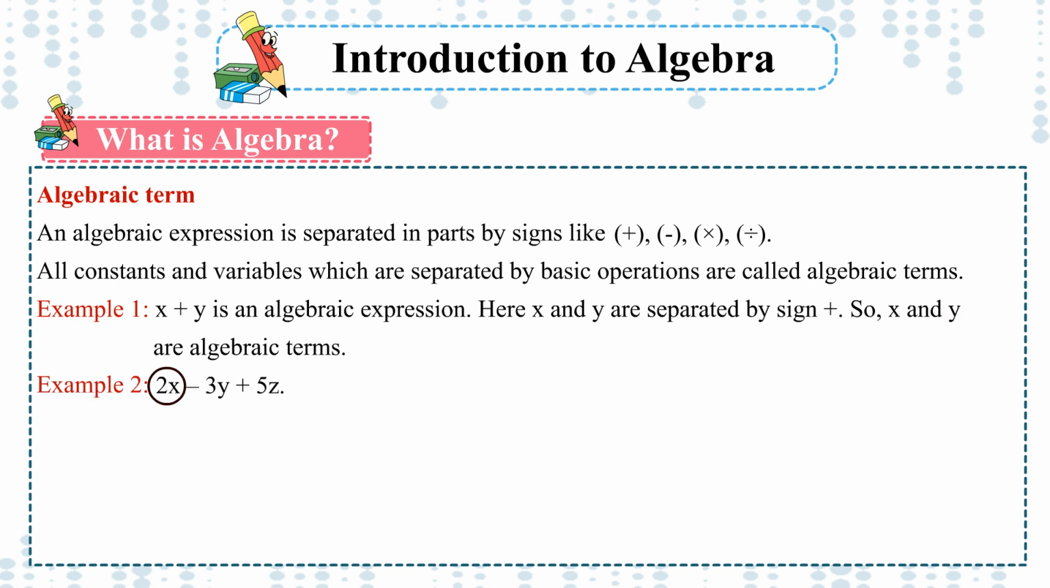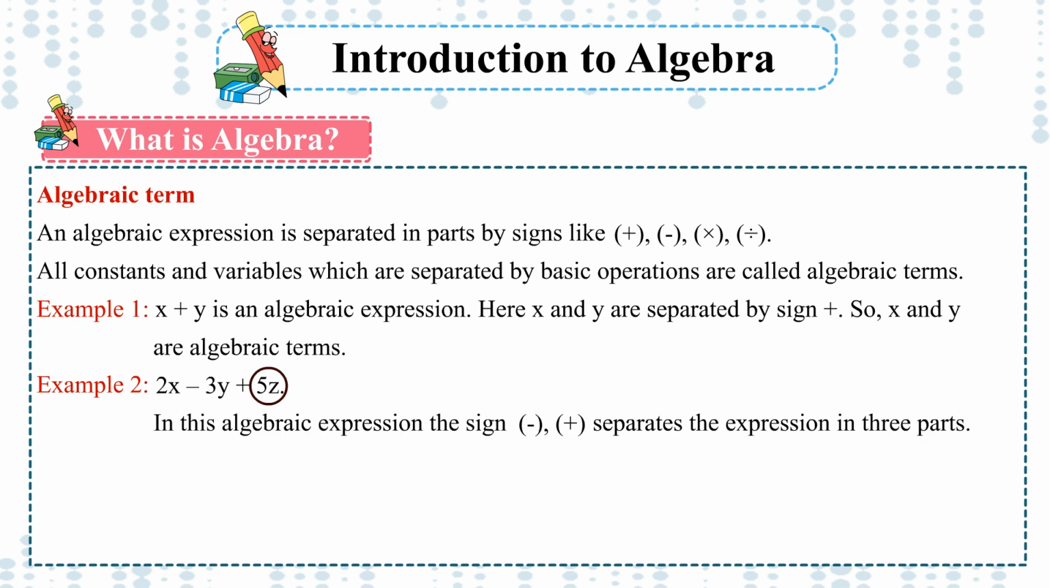Example 2: 2x minus 3y plus 5z. In this algebraic expression the minus and plus signs separate the expression into three parts. 2x, 3y and 5z each is called an algebraic term.